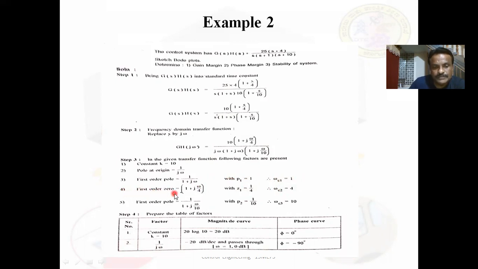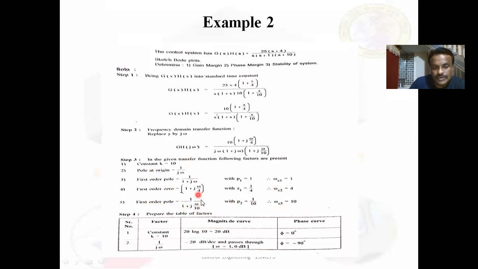Then the first order zero, 1 + j omega/4, so z1 is 1 by 4. The corner frequency is the reciprocal of this, that is 4 radian per second. Then we take another first order pole, 1 by (1 + j omega/10). The p2 value is equal to 1 by 10, and the corner frequency is the reciprocal of this, so we have 10 radian per second.